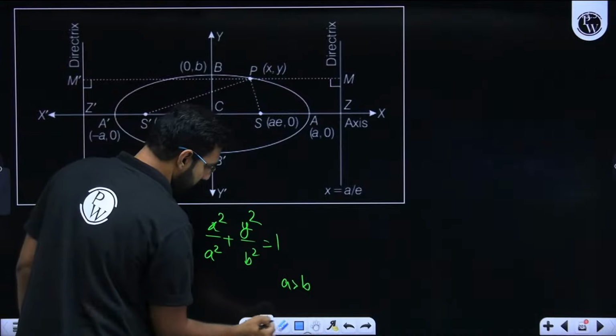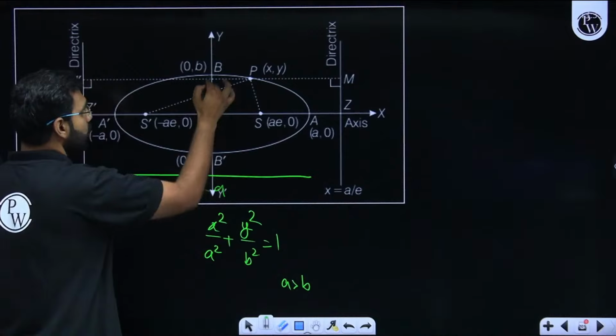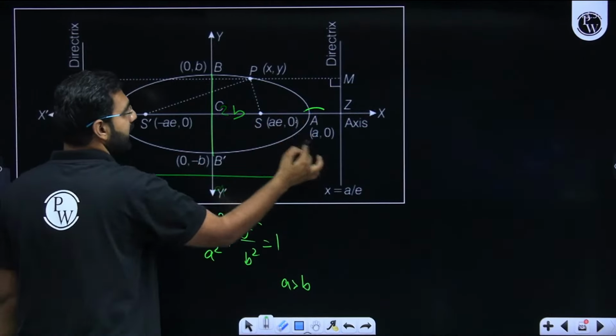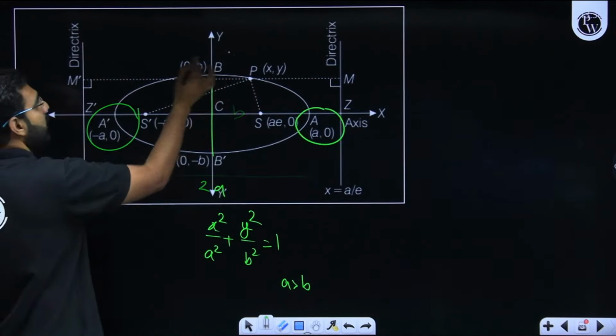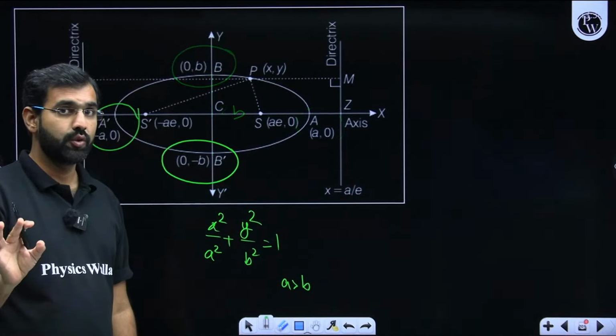This length will be 2a. This length over here will be 2a. I hope you know that. This length over here will be 2b. Why? Because this will be (a, 0), this will be (minus a, 0), this will be (0, b), this will be (0, minus b). The same formula we'll be using for hyperbola as well.